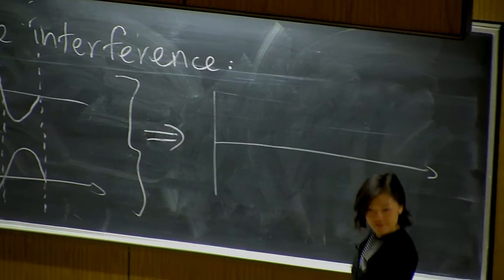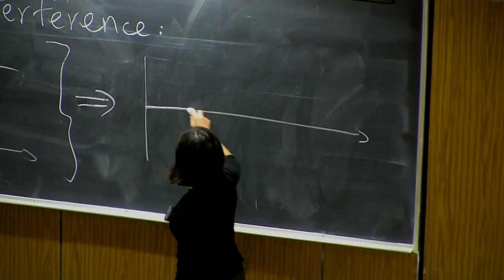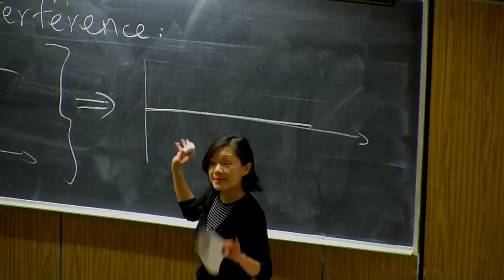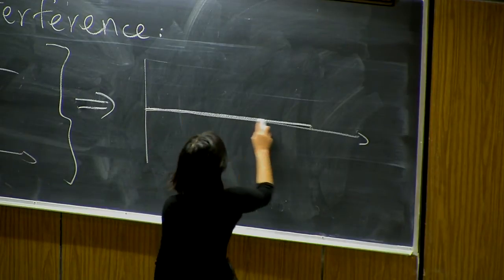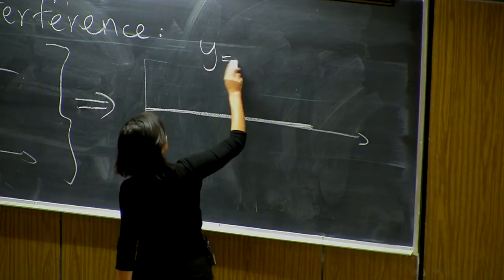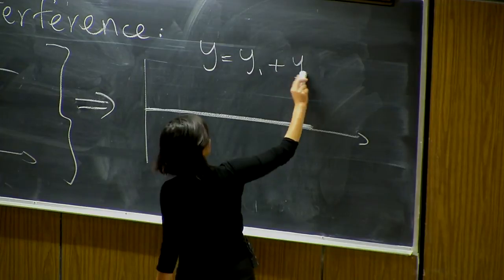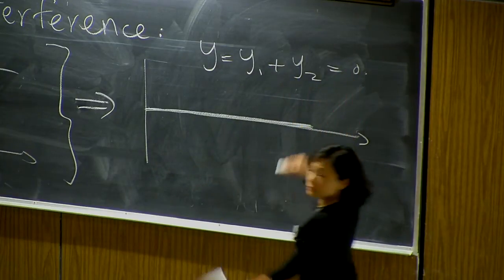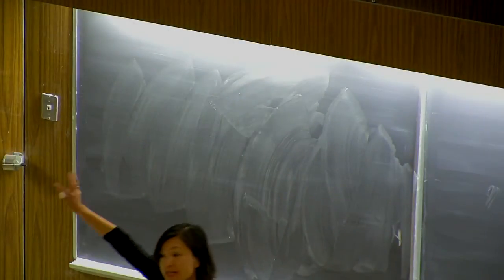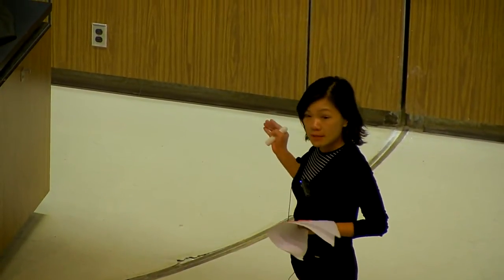And what is the total wave function? They cancel, so there's no amplitude at all, or no displacement at all, sorry. So in these two examples here, we have made a very important assumption. Namely, the phase difference between these two mechanical waves is a constant.